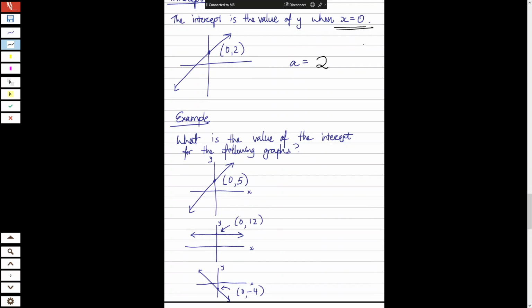All right, so first example. This graph passes through the points (0, 5). What's the intercept? What is the value? It's just the y coordinate of the y-intercept. What about the second graph? 12? Third one? Done. Okay, so if I give you a graph, I could ask you to tell me the gradient and the intercept.